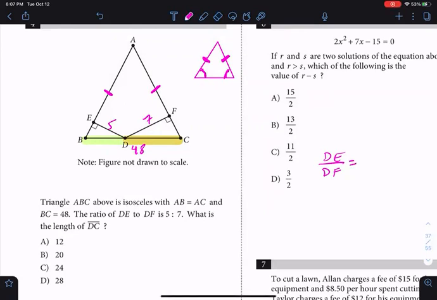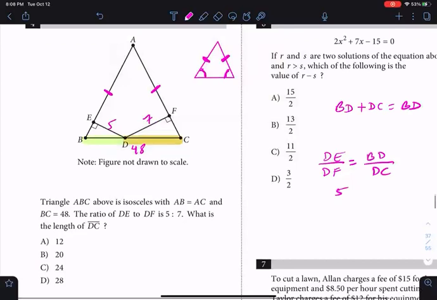DE is proportional to DF, and DB or BD is proportional to DC, right? And we know that BD plus DC equals BC, and that's what they're asking you basically, right? So this DE is 5 and times X, you can say that, right?